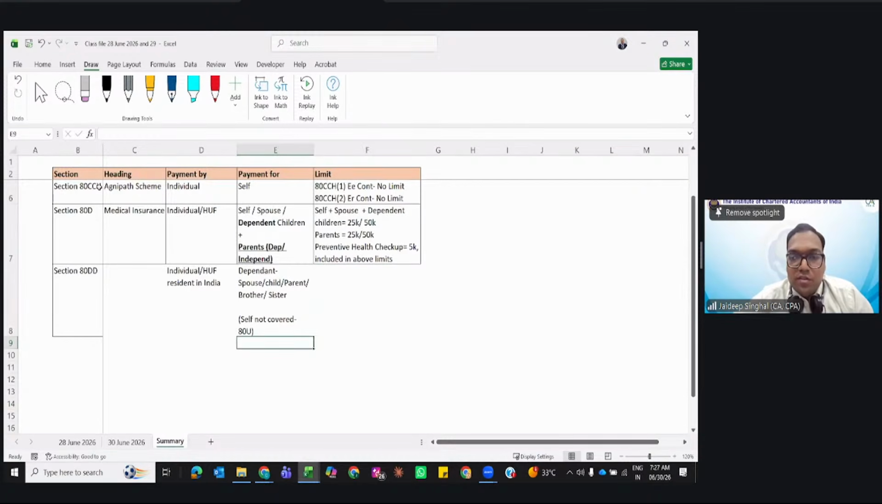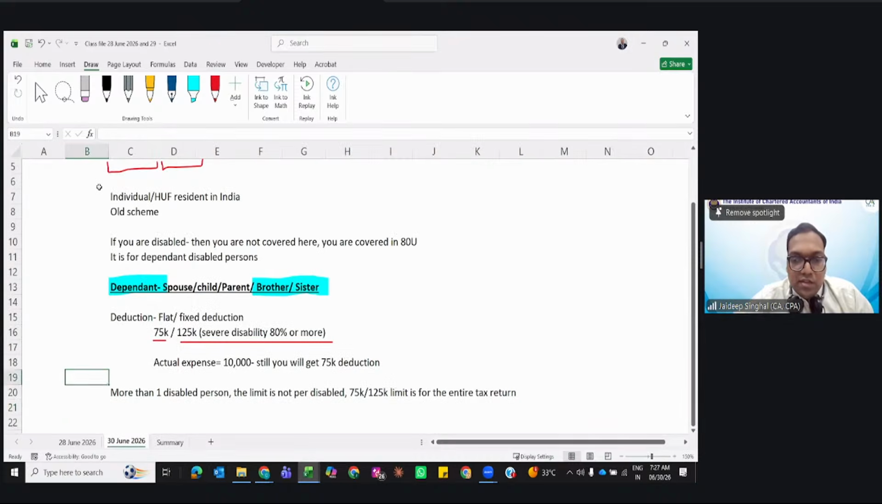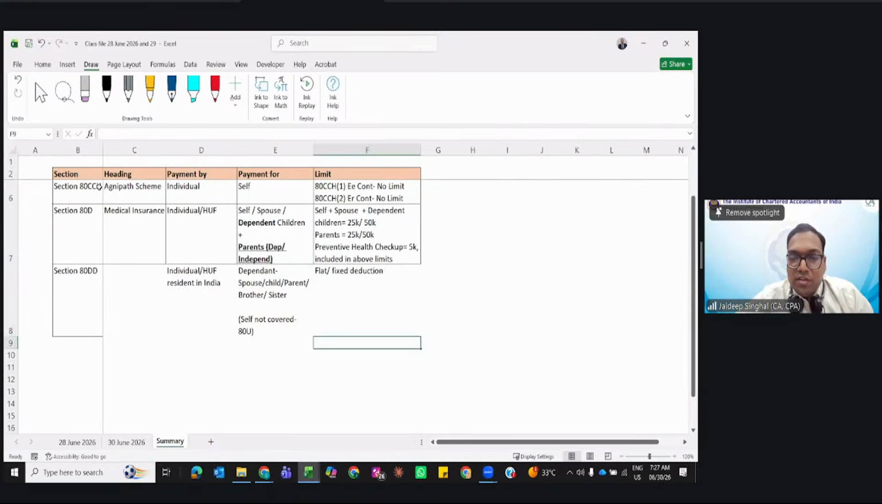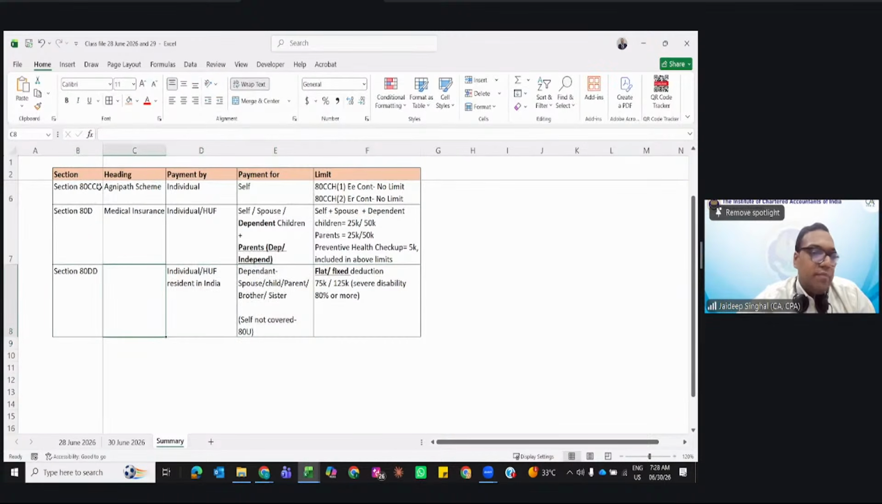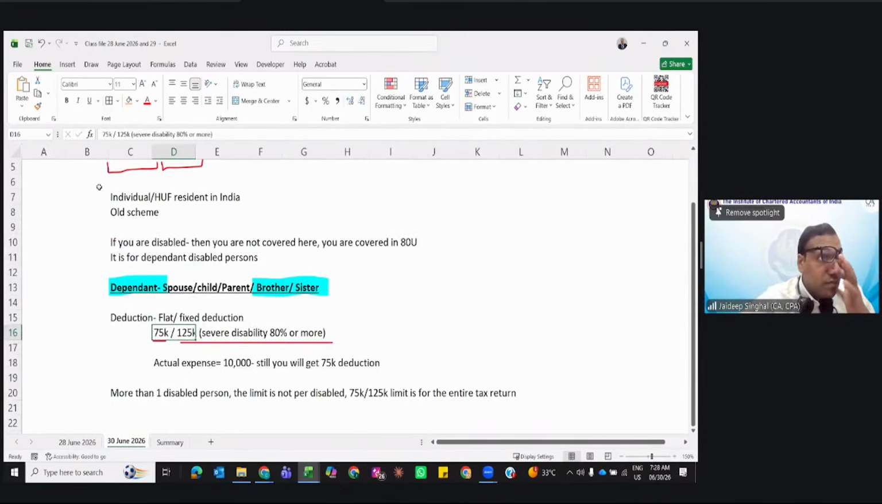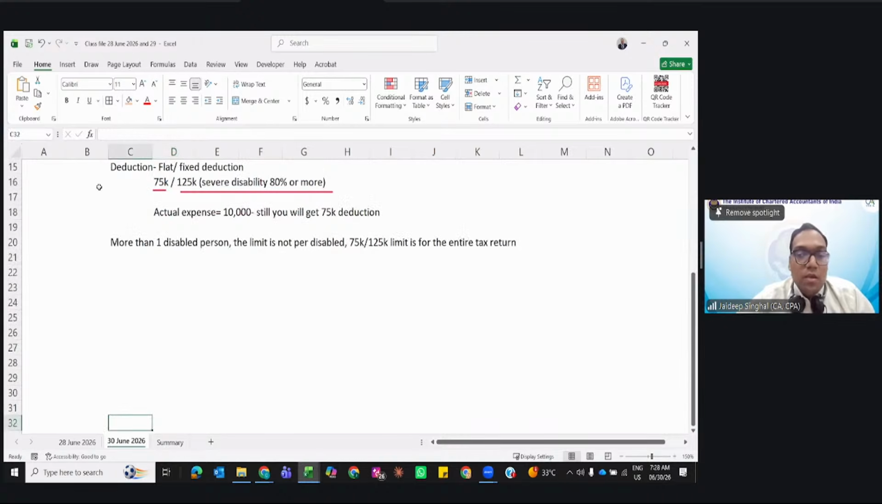Okay, I'm switching. So it is a flat deduction, and the limit is 75K or 125K. The word flat is important. Flat or fixed is important. DD is for medical treatment of dependent disabled. Clear? Next.